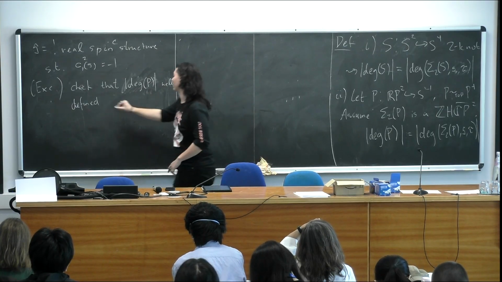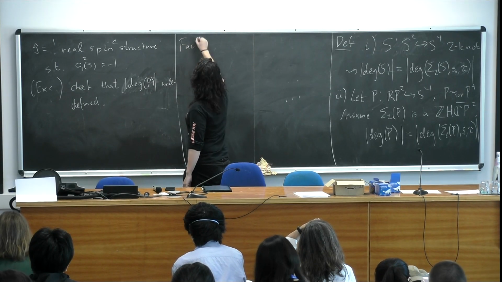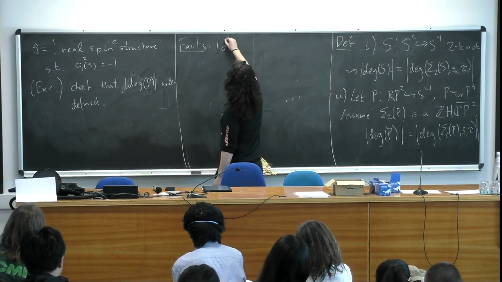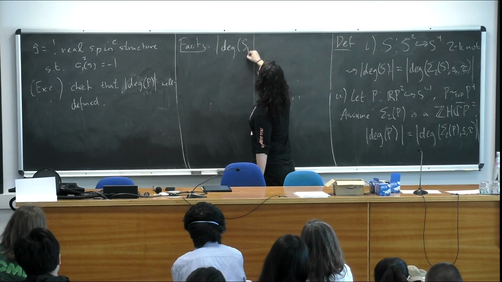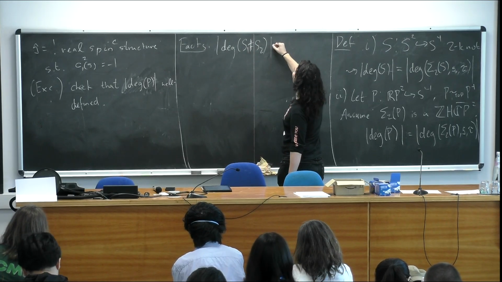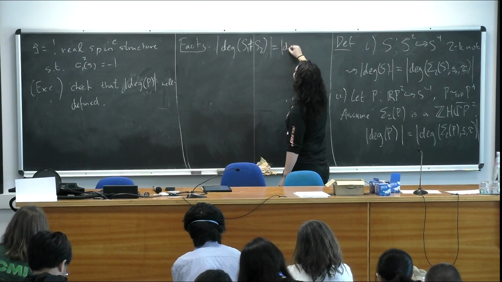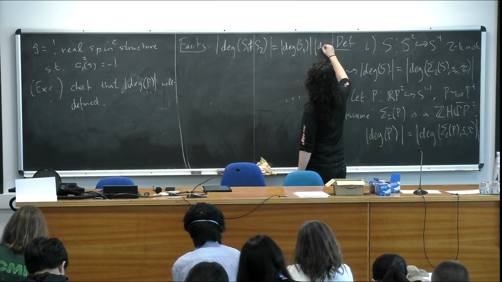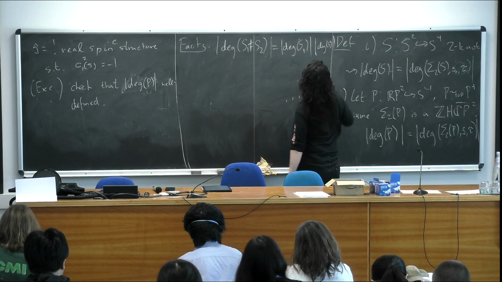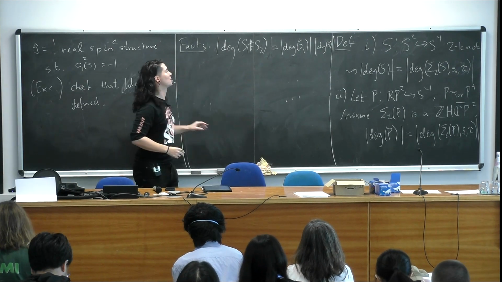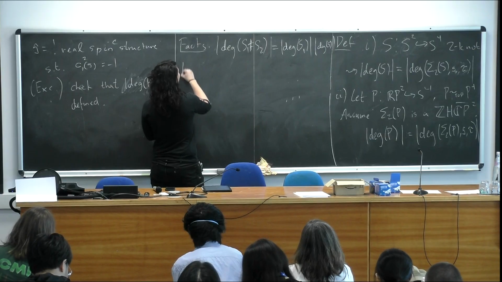All right, so cool. And then some nice facts about these. So they satisfy the following properties. If I have two knots, then it's multiplicative under connected sums. Degree of S1 connected sum S2 is degree of S1 times degree of S2.